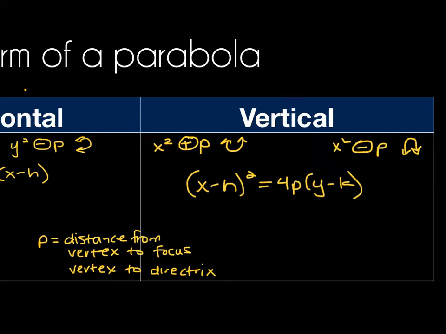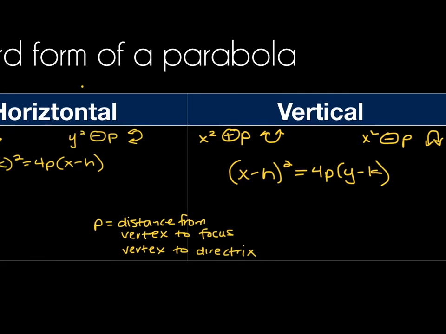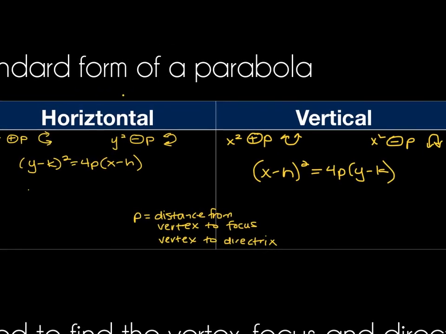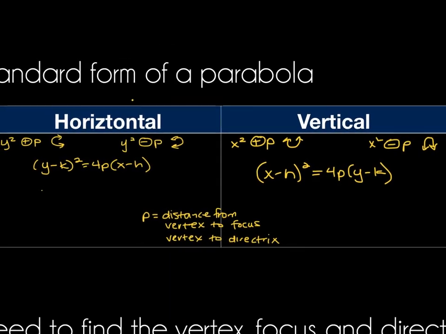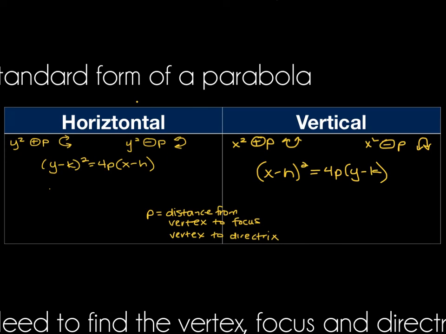If it's horizontal, the y is squared. If it's vertical, the x is squared. And the p term, whatever that 4p is, always goes on the side that is not squared. So the squared term is always by itself.